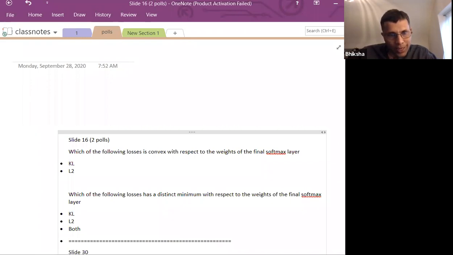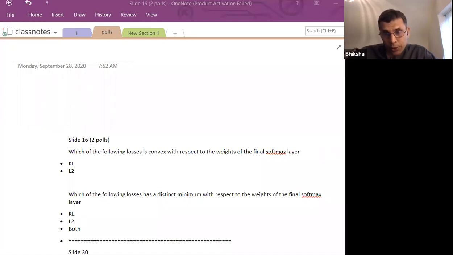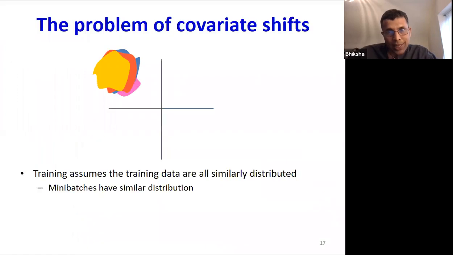So the answer is this. The KL divergence is convex with respect to the weights of the final softmax layer. The L2 is not. And for the second question, both KL and L2 actually have a unique minimum. It's just that although they have unique minima, only one of them has the kind of structure where you can actually be a little more careless about your learning rate schedule.